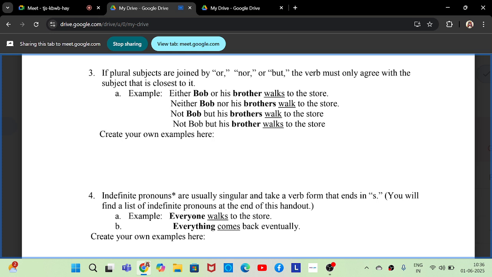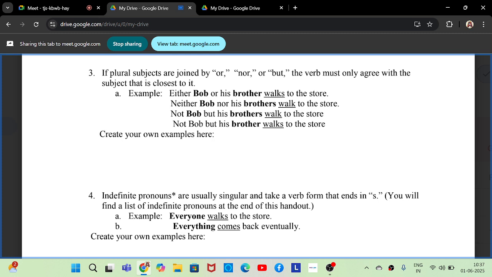Second one, neither Bob nor his brothers walk to the store. Here it is brother, so you used the singular verb walks. But here it is brothers plural, so you are using walk to the store. Now the third one, not Bob but his brothers walk to the store. Here again brothers, the second word, is plural, so you are using walk. And the last one, not Bob, but his brother walks to the store. So if it is brother, you are using walks. If it is brothers, you are using walk.